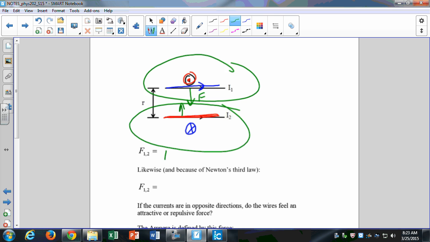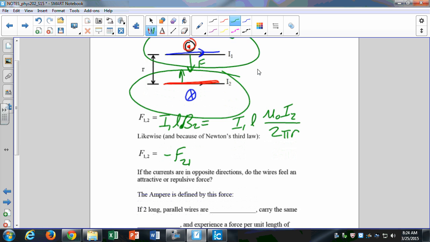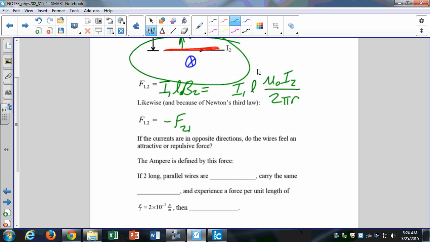I can figure out what these are. This is going to be I1L B2, the current in the first wire, times the magnetic field due to the second wire, which is I1L mu naught I2 over 2 pi r. I know this is fast. We can come back to this. And then F12 is negative of F21. They have the same magnitude. This is how we define the ampere. Guys, we'll come back to this.